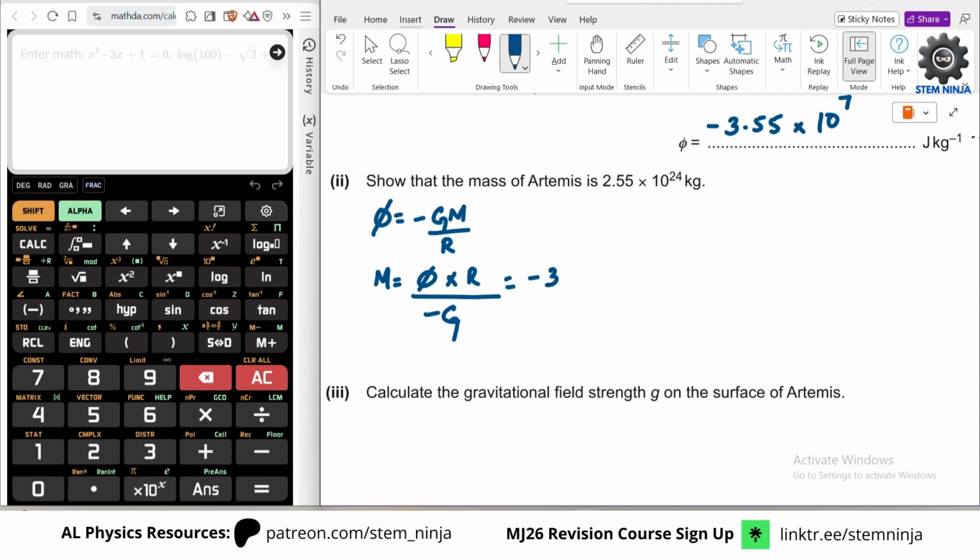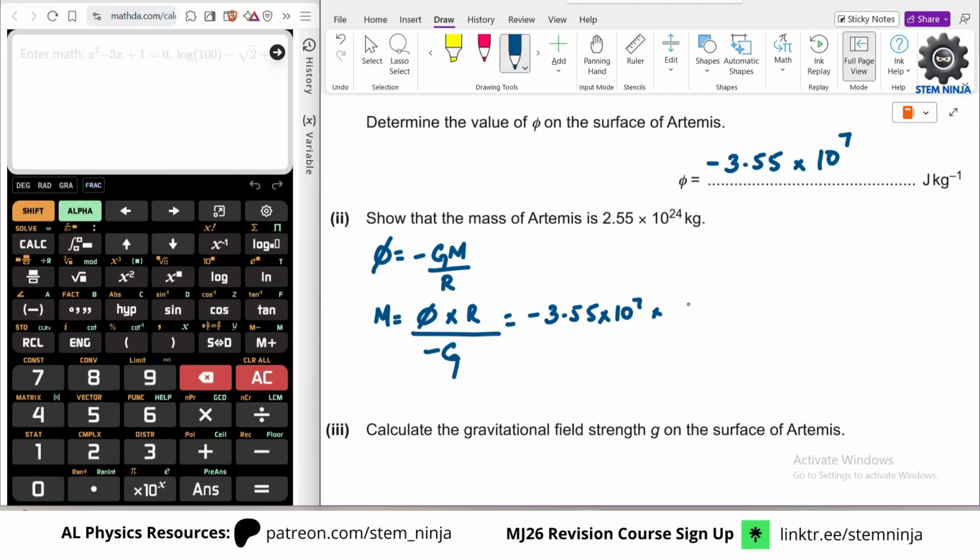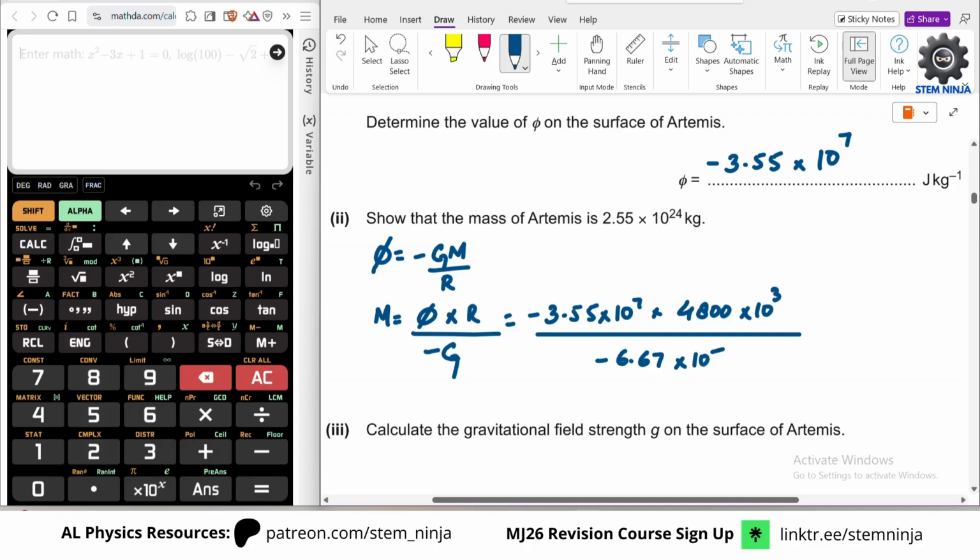So let's fill in the values. Phi, we found it to be 3.55 × 10^7. Radius is 4,800 kilometers, so 4,800 × 10^3, divided by minus G, which is minus 6.67 × 10^-11.